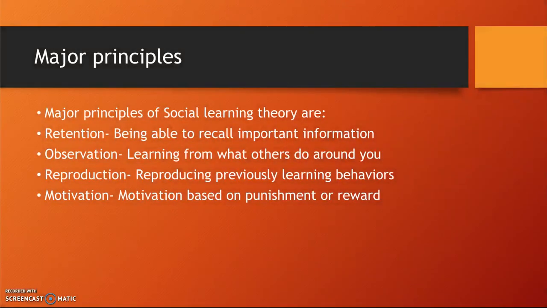The major principles of the social learning theory are retention, observation, reproduction, and motivation. Retention would be being able to recall important information that you've seen or heard to be able to copy it as well. Observation would be learning from what others do around you. Reproduction would be after you recall the information, being able to do it yourself and reproducing the behaviors. Motivation is whether you want to do something based on usually punishment or reward, which are the conditions.